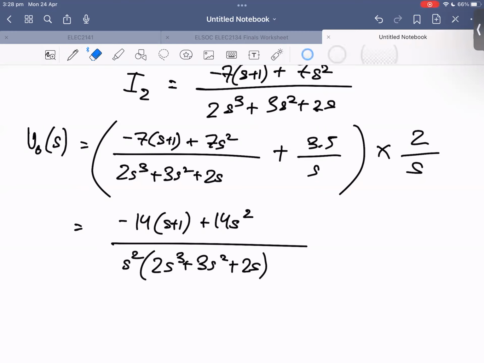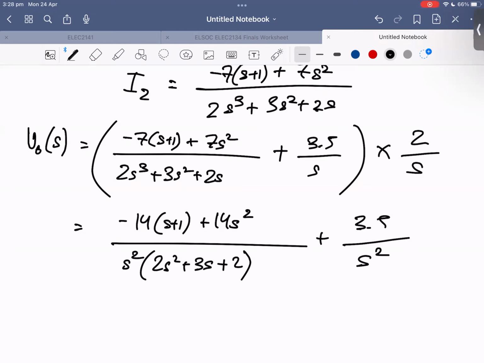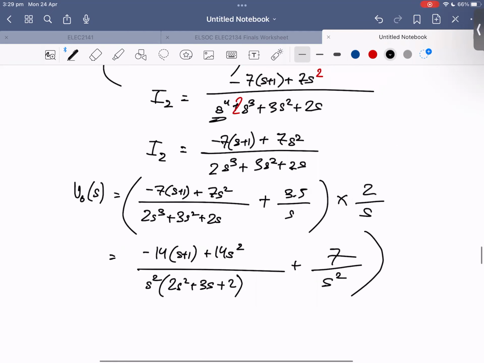Actually, I'll probably factor out an S. I'll write it like this. Plus 3.5 on S squared. 7 on S squared. Yeah, sorry, because 3.5 times 2. Yeah, 7. Cool. Hopefully that's fine.